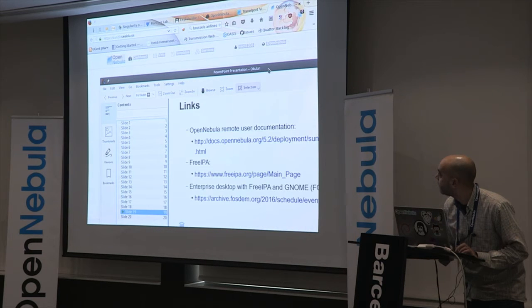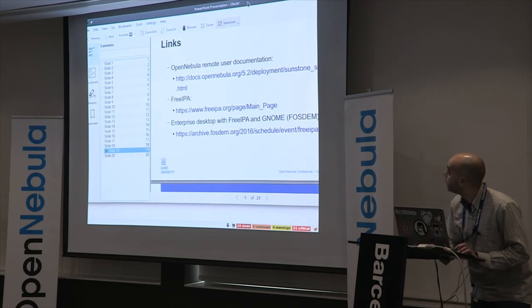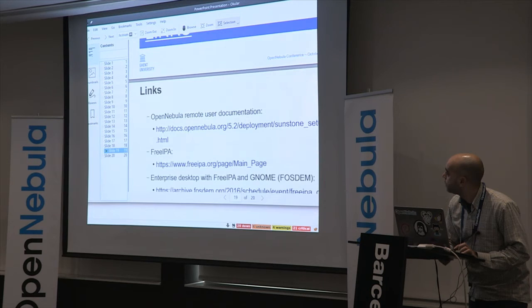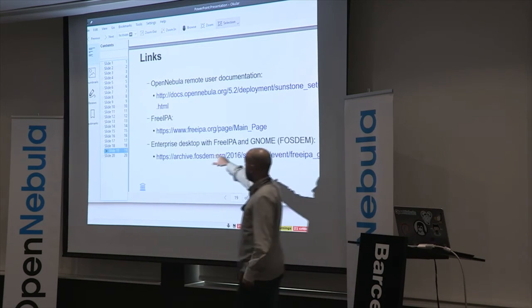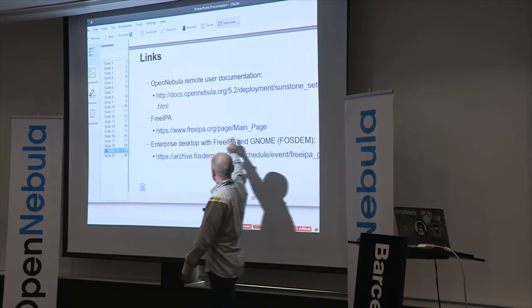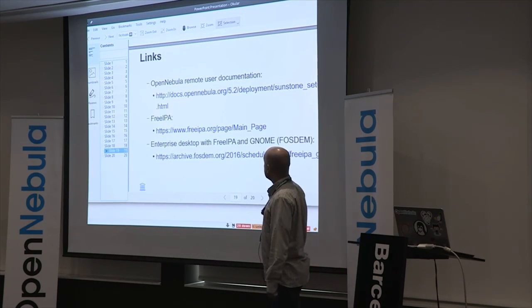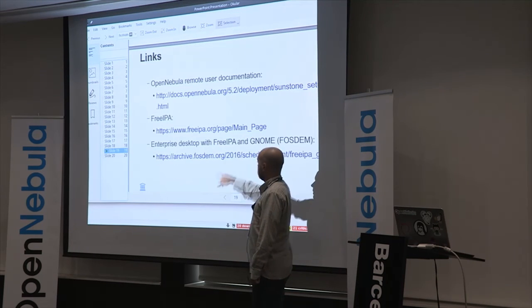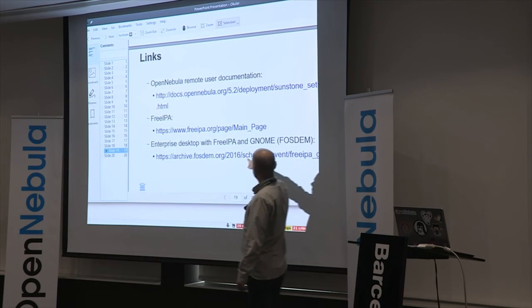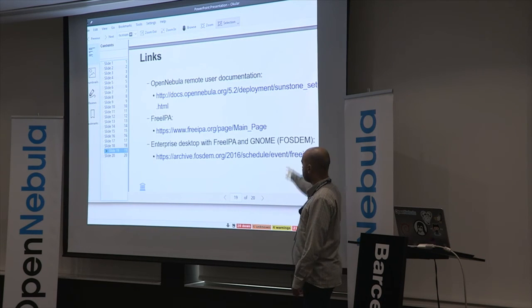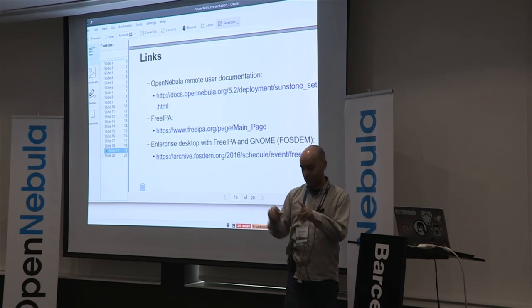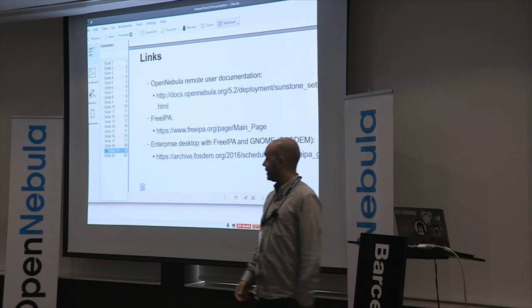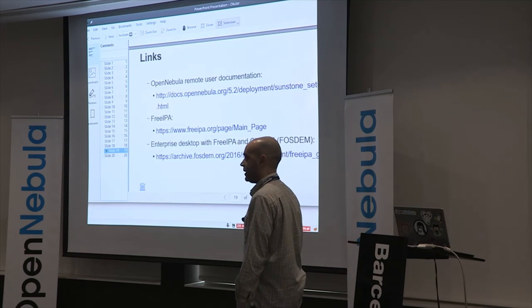There are very nice links. There is a lot of documentation in those web pages. If you want information about FreeIPA, you can find it on the web page. Also, OpenNebula is well documented. And there is a very nice presentation from the last FOSDEM on how to integrate this with the GNOME shell. You can also use GDM to be able to access the system, using your FreeIPA credentials. And that's all that I have.